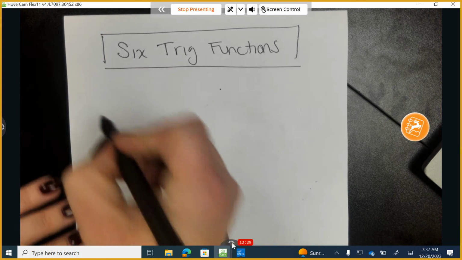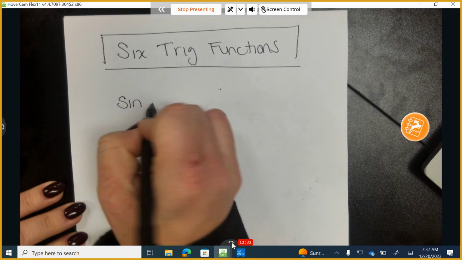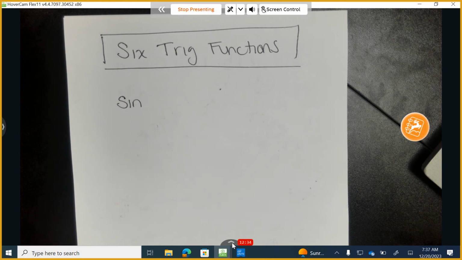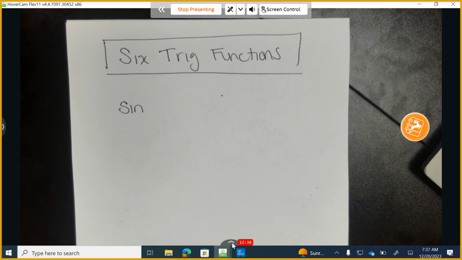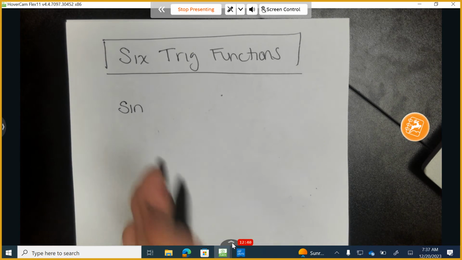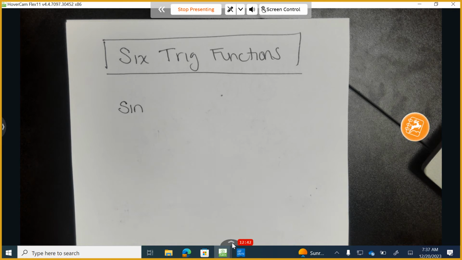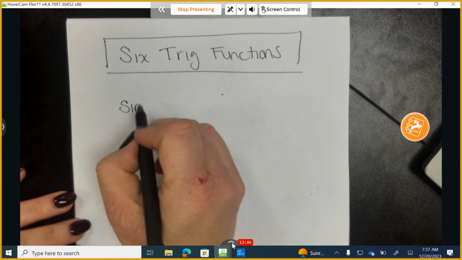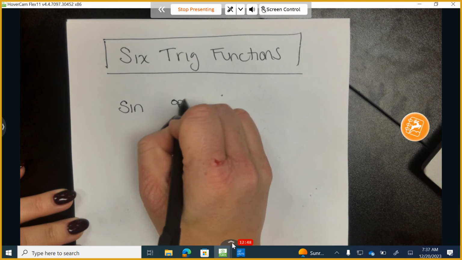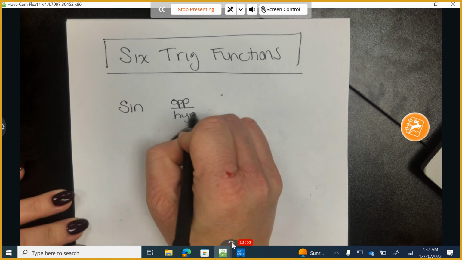Okay, so let's start by writing down sine. The mistake students make is they want to say the word sin. It's actually S-I-N-E, and they abbreviate it S-I-N. So it's S-I-N-E, but we abbreviate it as S-I-N. It's called sine. There's no sin in math, okay? Sine. Now, what is sine?